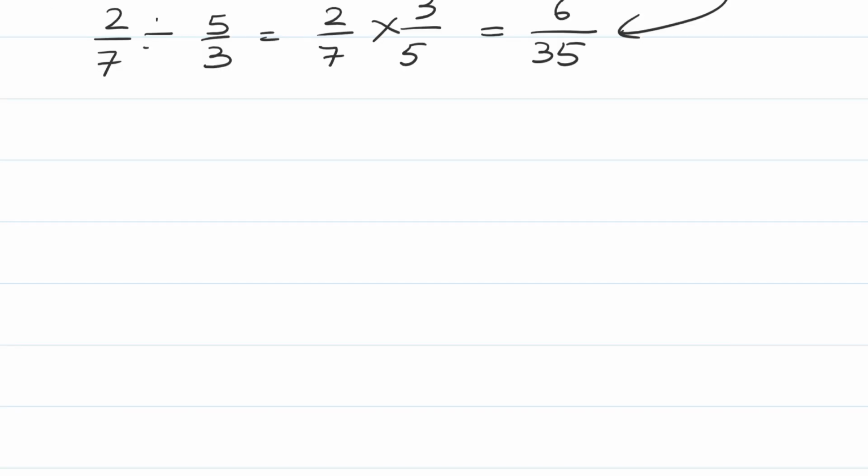So remember, addition is commutative for rational numbers. Subtraction is not commutative for rational numbers. Multiplication is commutative for rational numbers. And division is not commutative for rational numbers.